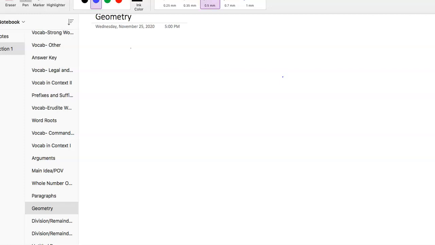And then finally, a couple of formulas. We have trapezoid. Area of a trapezoid is 1/2 base times height. Rhombus can show up. Area of a rhombus is 1/2 times d1 times d2. The d is the diagonal.